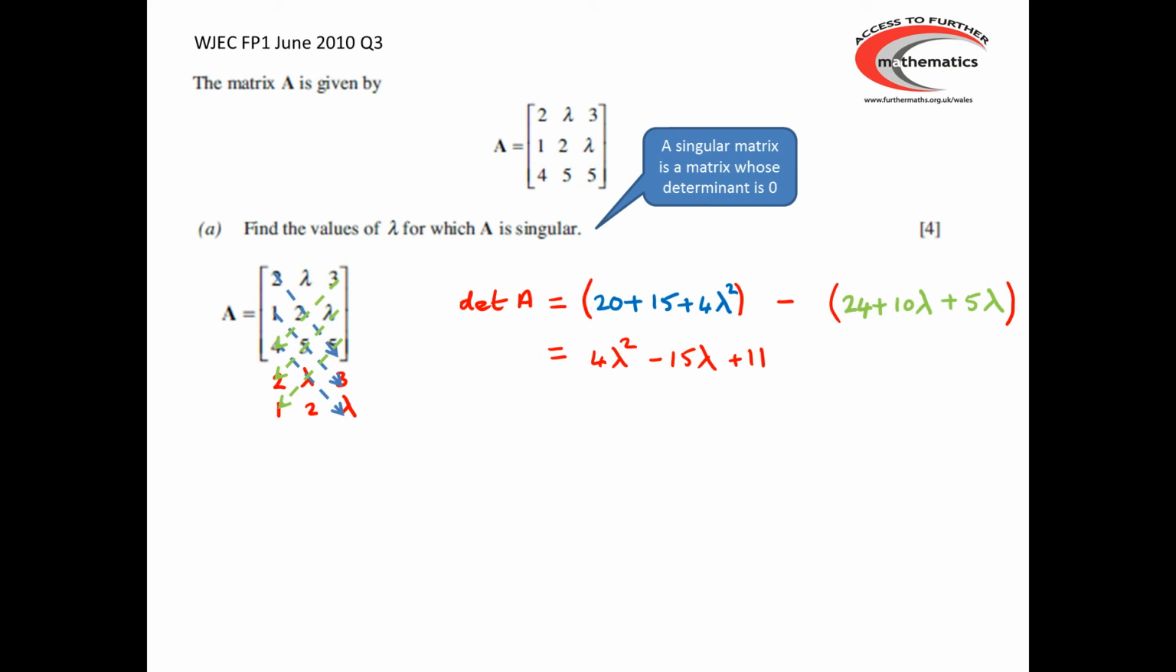Now remembering that to say that a matrix is singular is to say its determinant is 0, we're obviously going to be thinking about saying 4 lambda squared minus 15 lambda plus 11 equals 0, so it may well be worth just factorising the expression for the determinant of A as lambda minus 1 times 4 lambda minus 11. So the determinant of A equals 0 implies that lambda must be equal to 1 or lambda equals 11 over 4.